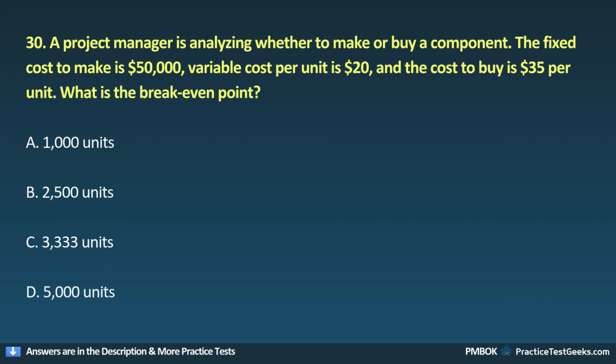30. A project manager is analyzing whether to make or buy a component. The fixed cost to make is $50,000, variable cost per unit is $20, and the cost to buy is $35 per unit. What is the break-even point? A. 1,000 units. B. 2,500 units. C. 33 units. D. 5,000 units.